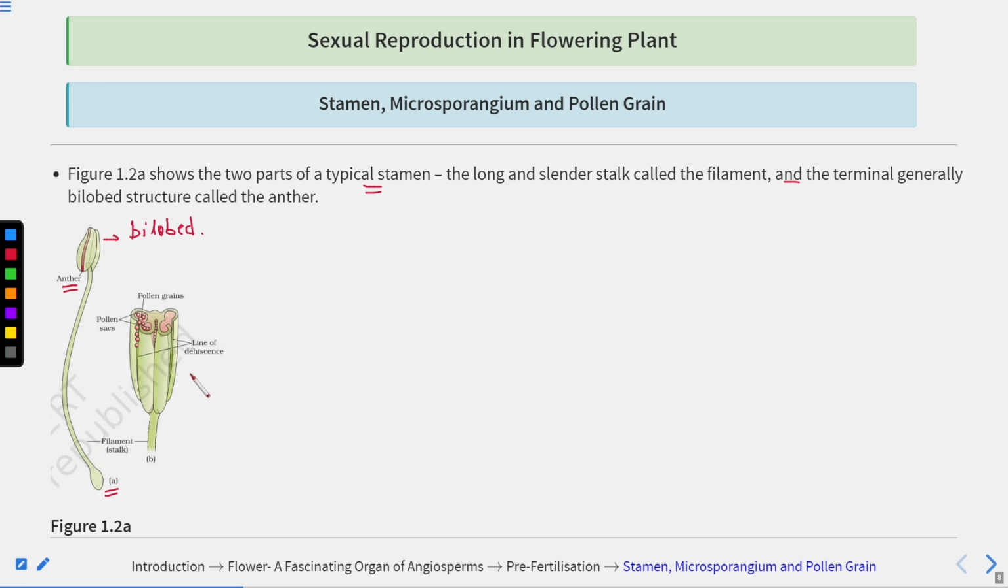You can see here it is bilobed, two lobes are present and each lobe contains two pollen sacs. Clear? So this was the filament or the stalk of the stamen. Now anther is bilobed, means it has two lobes and each lobe contains two pollen sacs. Clear? Now this pollen sac consists of pollen grains.